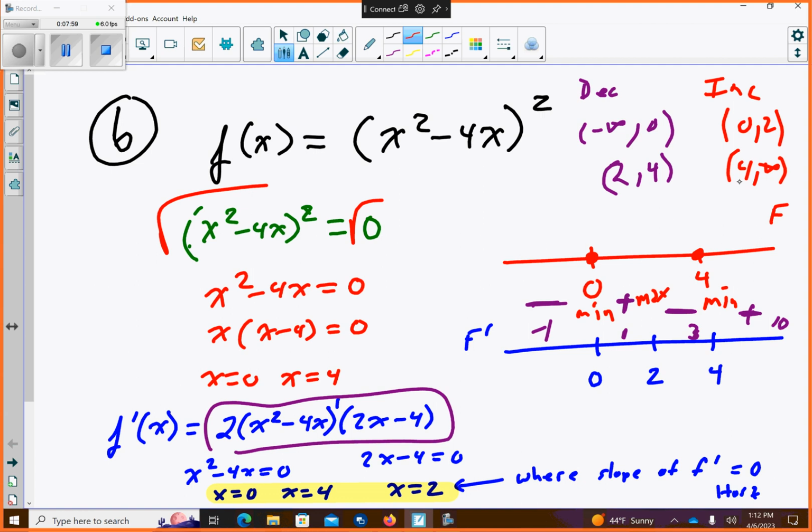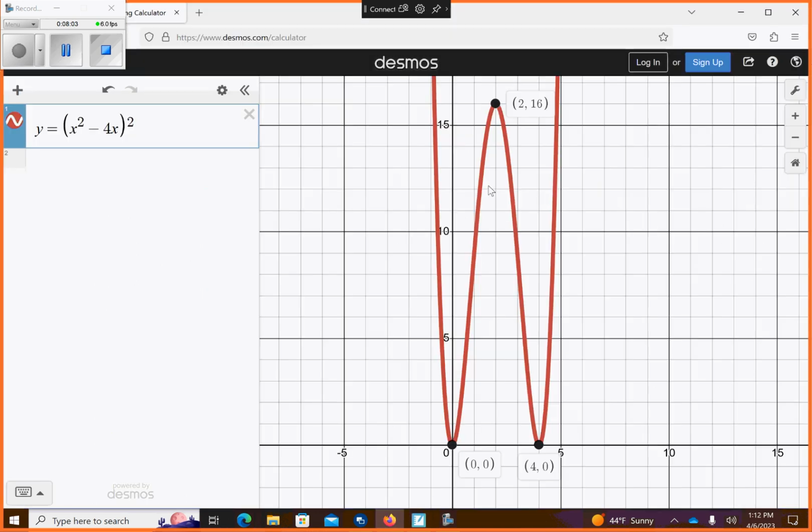And then give the max and mins as ordered pairs. Well, we could do that real easy on Desmos. We just type we have 0, 0, we have 2, 16, and we have 4, 0. The 0, 0 and the 4, 0 are mins. The 2, 16 is a max, or they're all locals. Ouch. All right. And number 7 says, graph the following and identify each below.